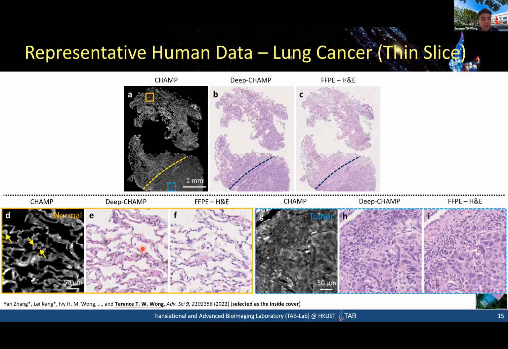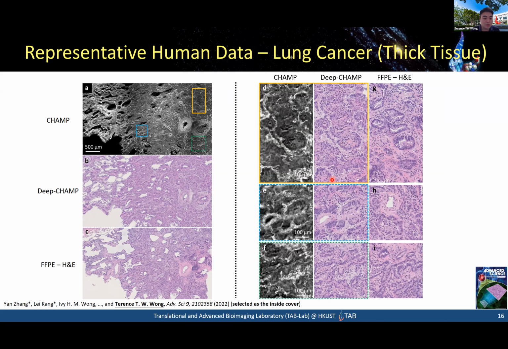So the deep CHAM image is imaging some thick tissue, and we try our very best to find a relatively similar orientation when we cut and prepare the FFPE H&E. By seeing the zoom-ins, I think you are also convinced that the structures, although not exactly the same, because they are indeed slightly different in terms of orientation and thickness, are still remarkably similar when comparing deep CHAM and FFPE H&E.